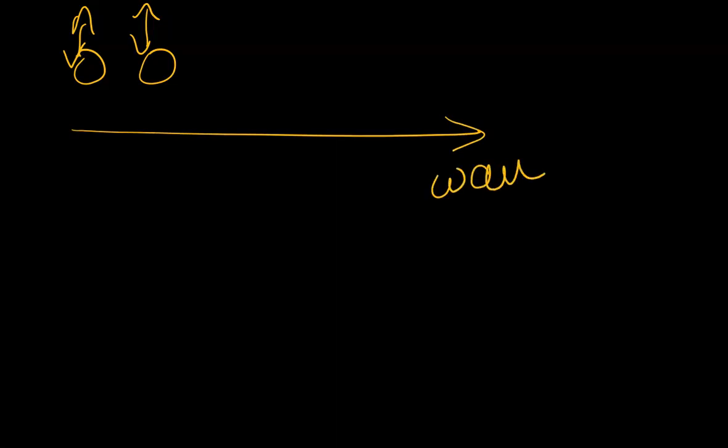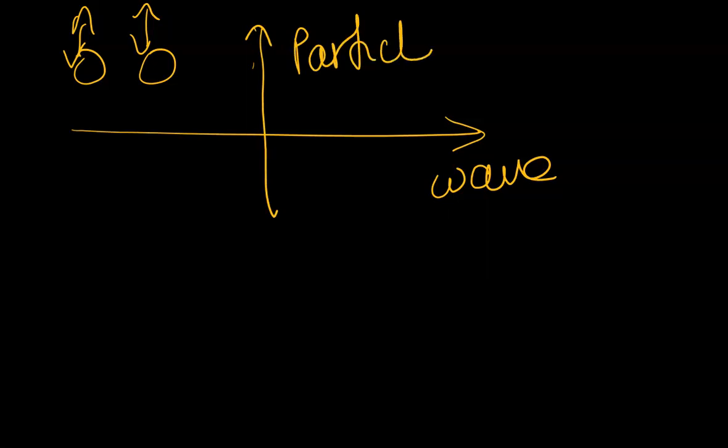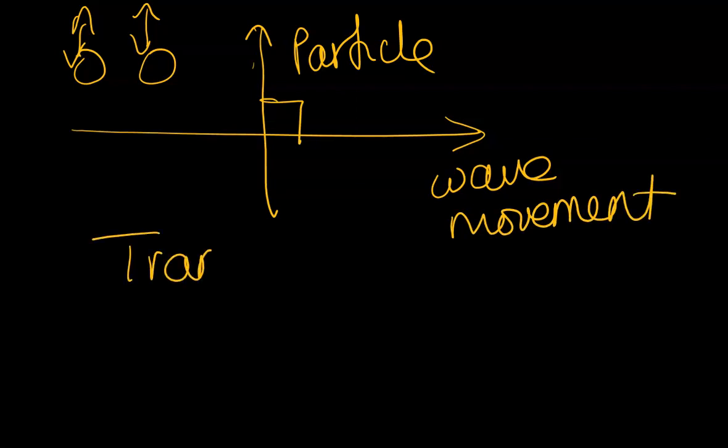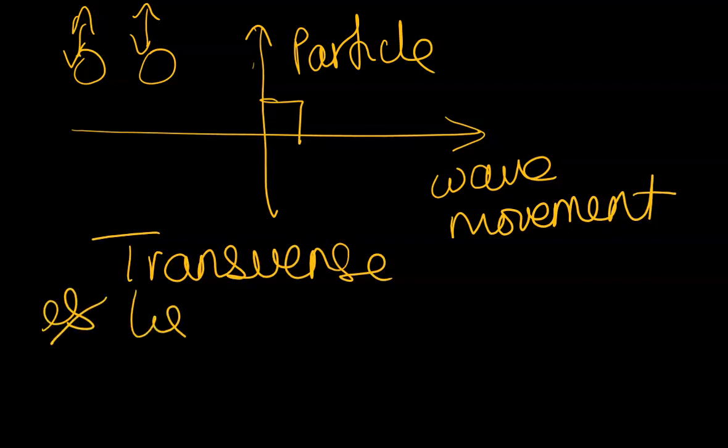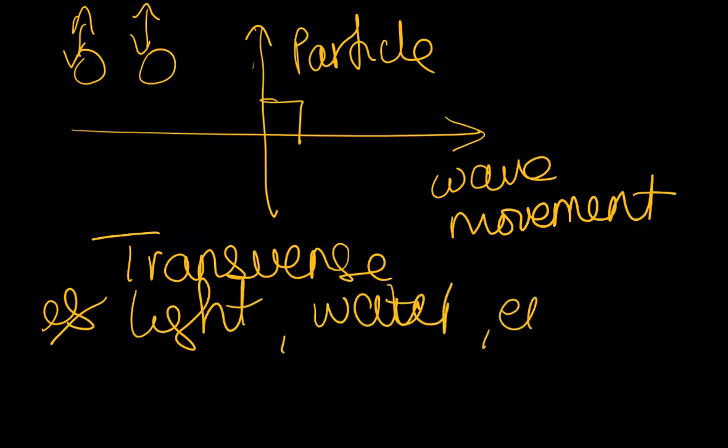Now, if my particles are moving up and down, so they have a vertical disposition, and my wave is moving left to right, then I can now say that the particle movement is perpendicular to the wave movement, and that is characteristic of a transverse wave, where the particles move perpendicular to the wave. An example being things like light, water waves, electromagnetic waves.